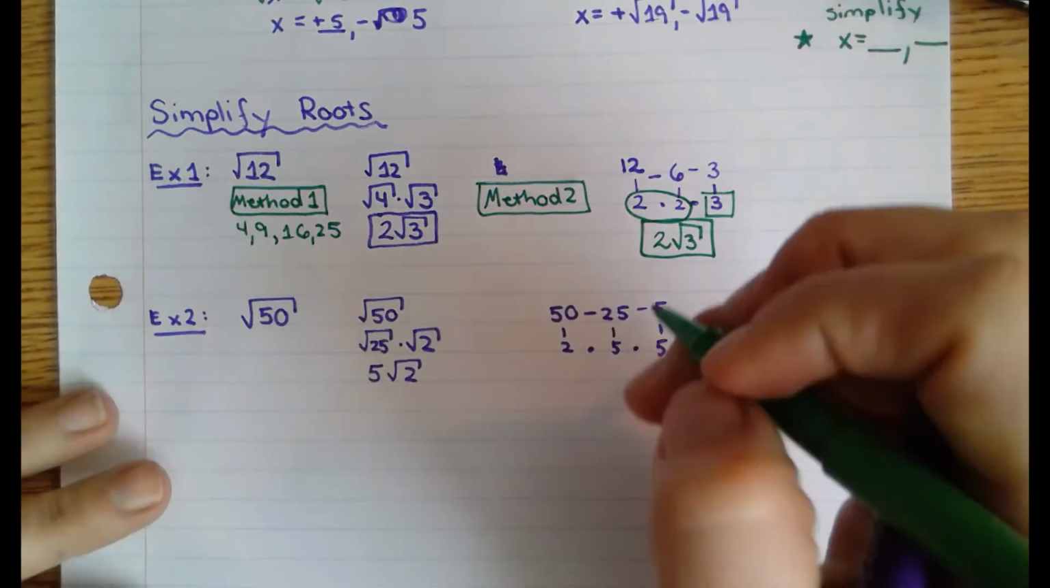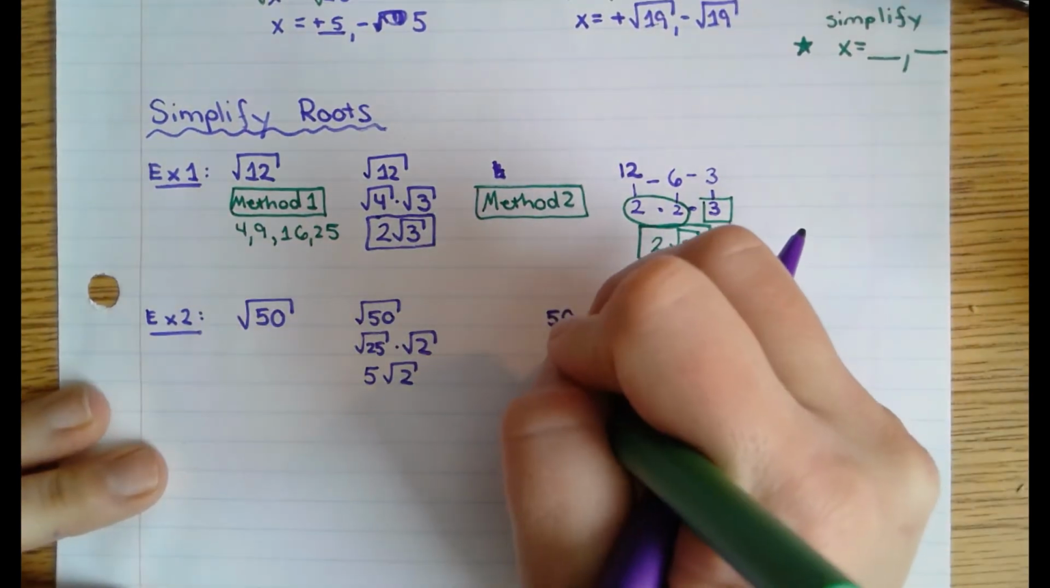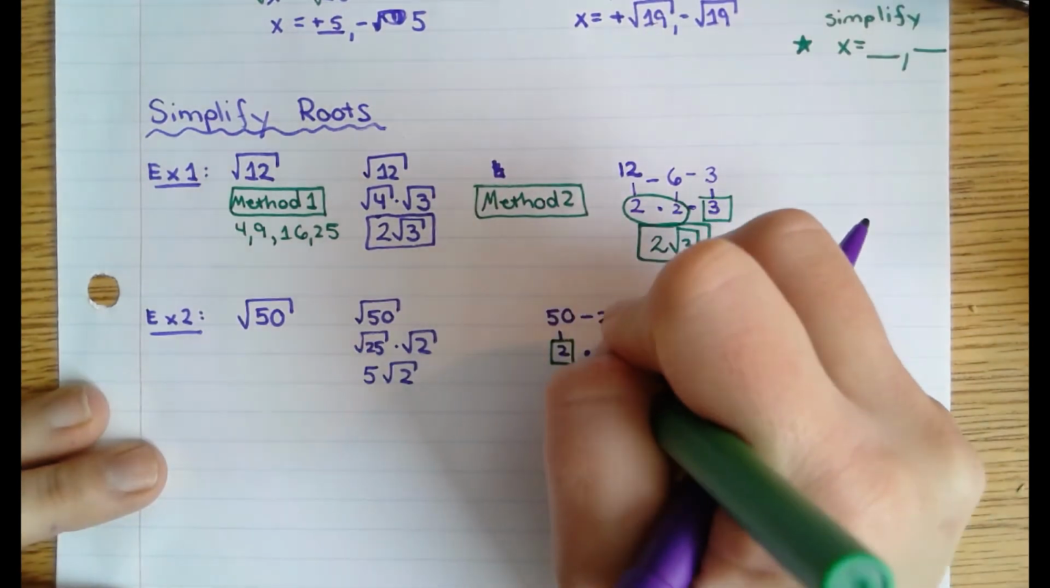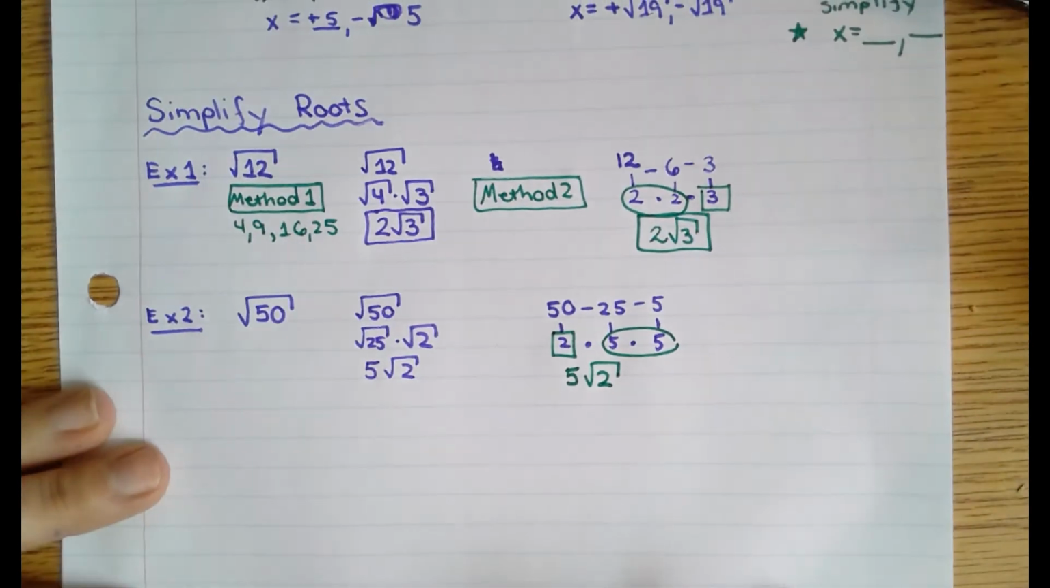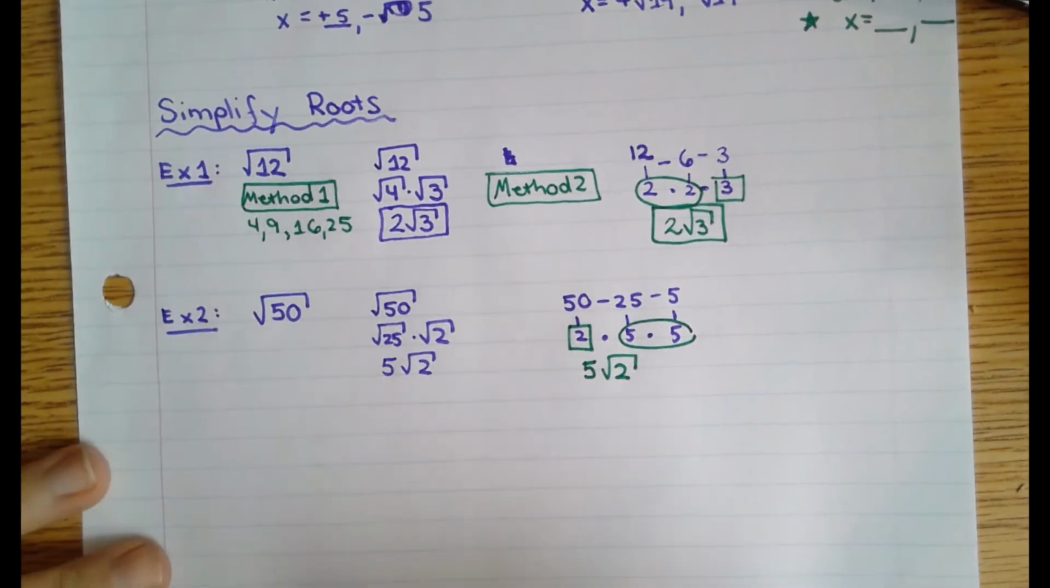I'm going to look, see a pair. So the 5 comes out. And this guy is a single and he stays in. Either way, we get the same answer. All right, take a moment and pause before we go on to number 3.